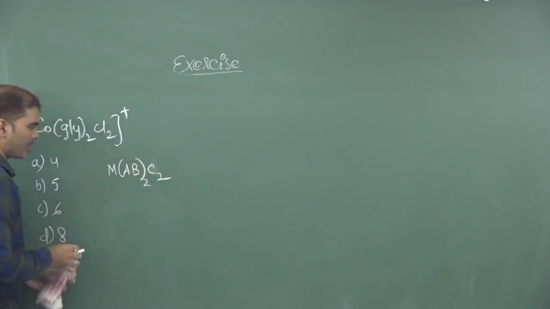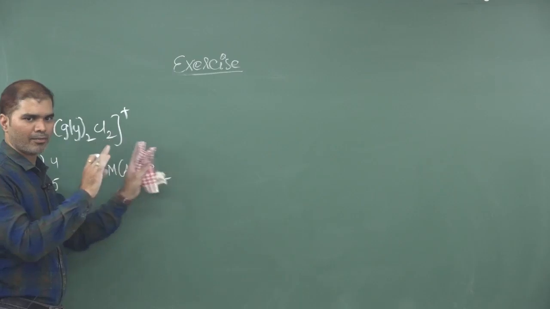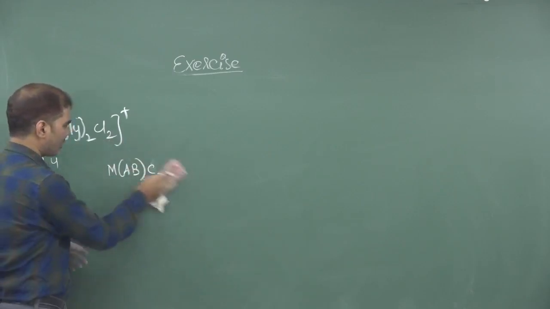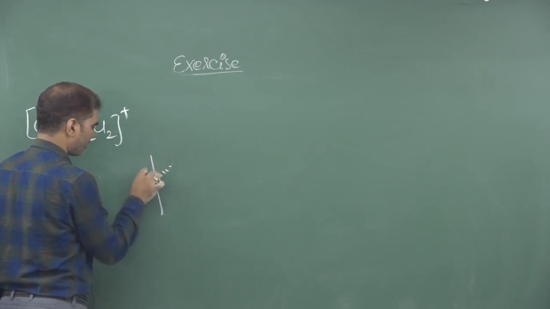So for this we have done it. There we have put AB, AB, AB combination. Now instead of AB, directly you have to put your ligand. Okay, shall we put? Or else will you take some time?